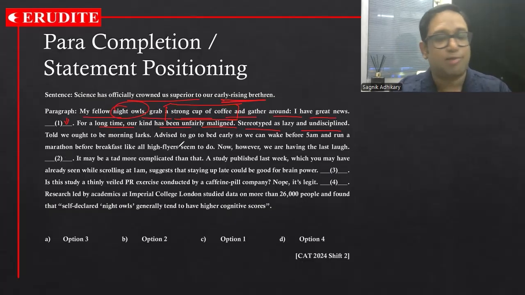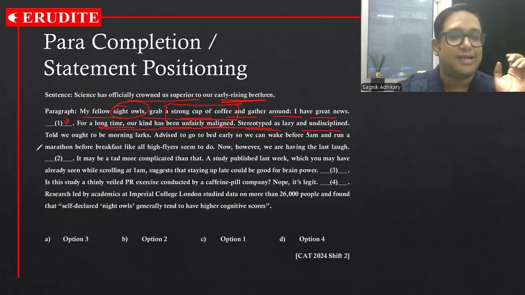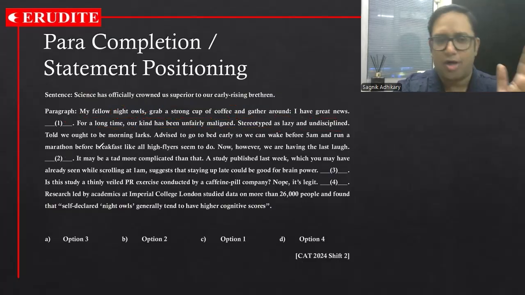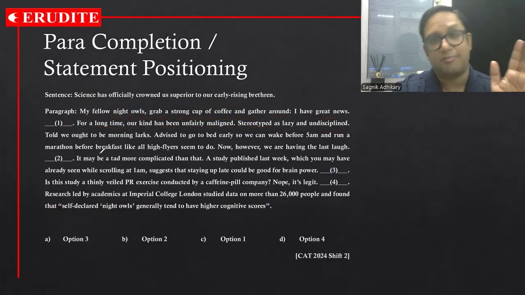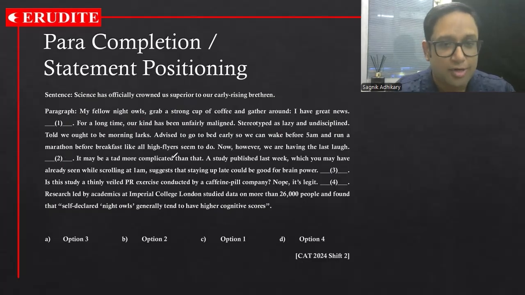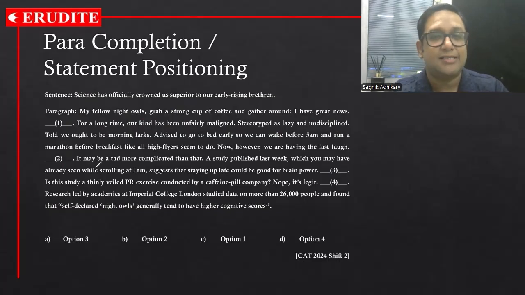So science at this point would not pan out, because the statements after this do not give us anything about science. So it is not going to fit. The sentence is not going to fit in blank 1. Now, if you look at blank 2, this is where we see that there is a logical gap.